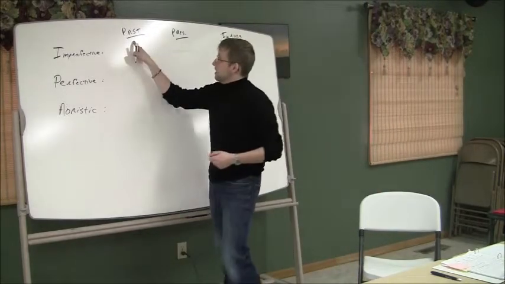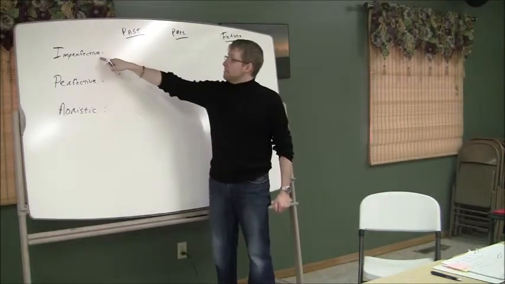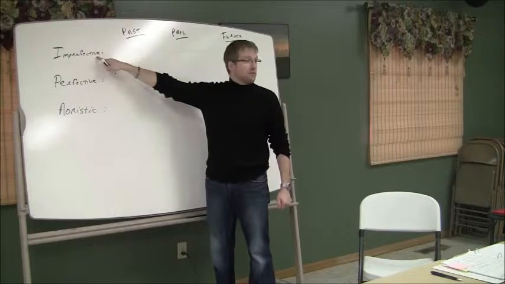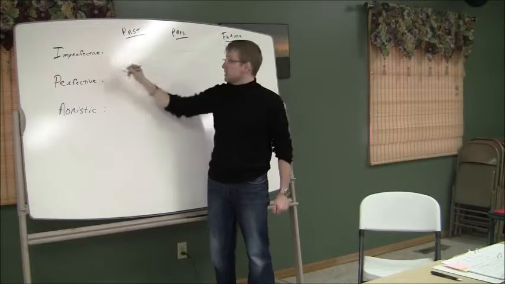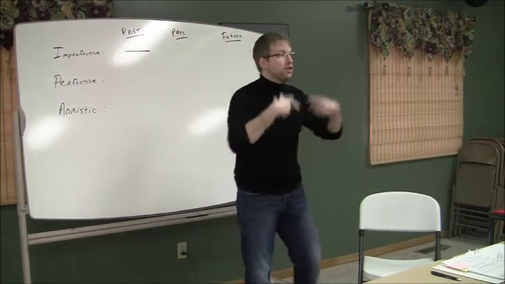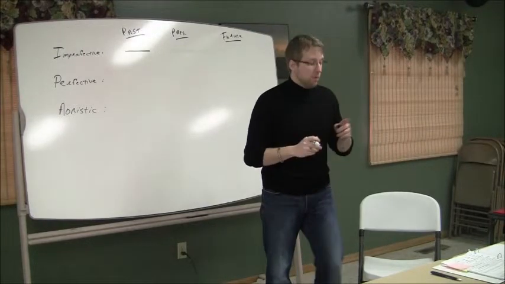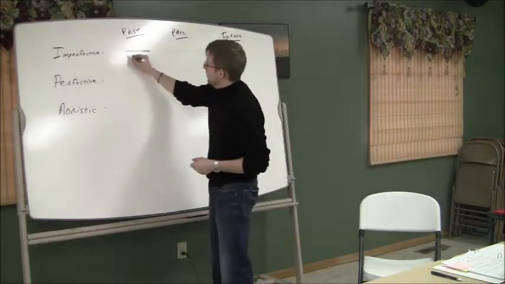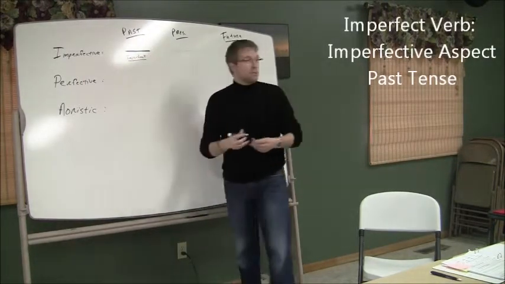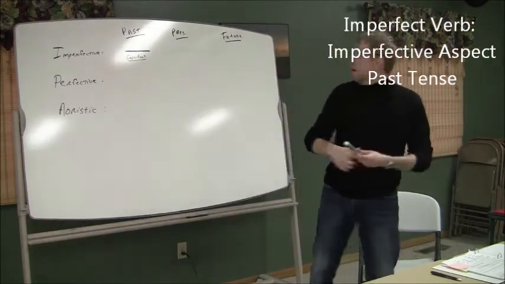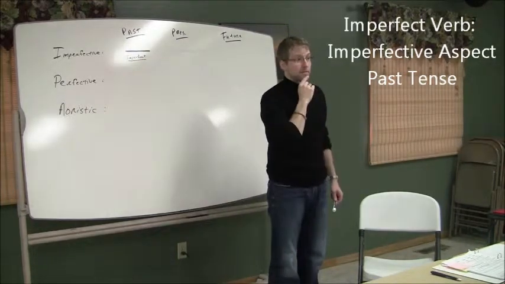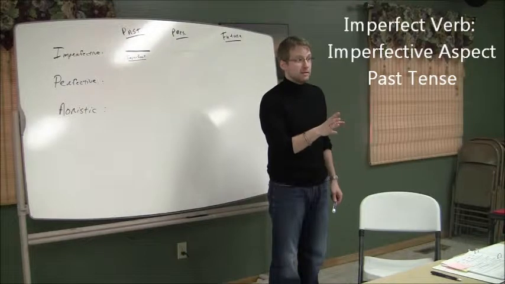If we have in the past tense an imperfective verb, how do I draw an imperfective verb? It's just a straight line. But if that continuous action, that duration action, happened in the past tense, what do we call that verb? We call it an imperfect. So an imperfect verb is a verb that has continuous duration of action that happened in the past tense. That make sense?